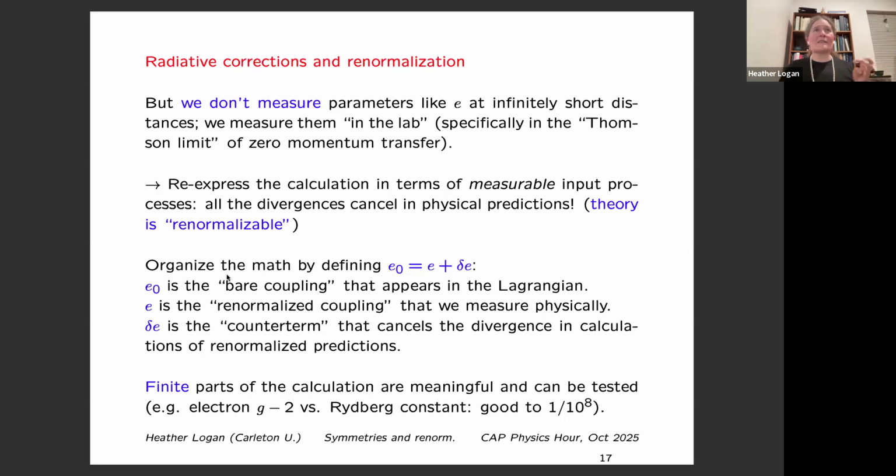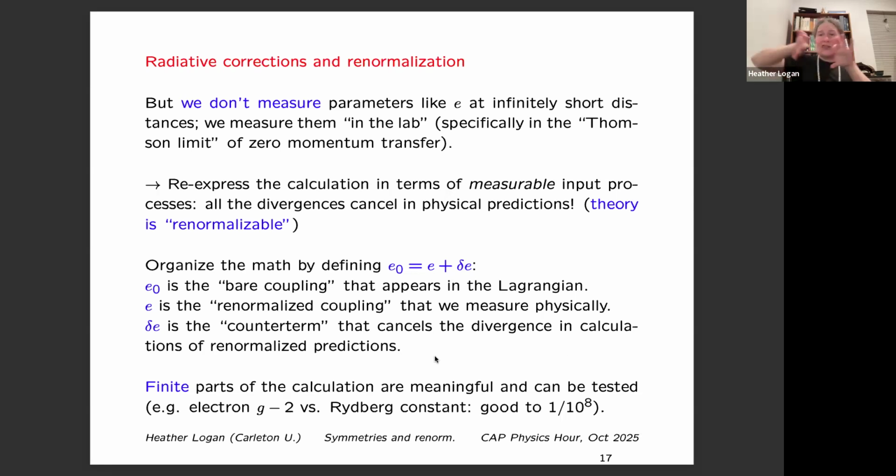And the way this is organized, you organize the math by defining the coupling that shows up in that perturbative expansion, E0, as equal to a physical E plus delta E. E0 is called the bare coupling. That's what appears in the Lagrangian. E is the so-called renormalized coupling that we measure physically. And delta E is the extra piece that interpolates between E and E0. This is divergent in general, and it is called the counter term. When you calculate loop diagrams, this is going to cancel the divergence in the calculation of the renormalized predictions.